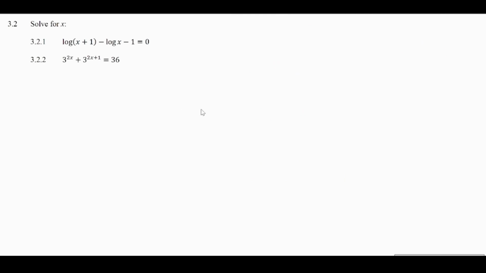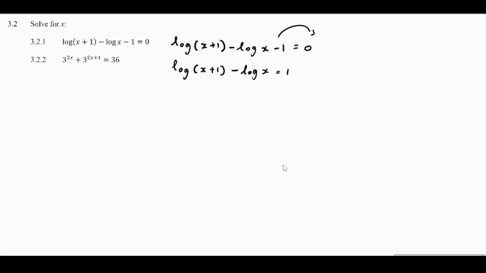3.2, solve for x. We have to solve for x. Okay, so let's see, what do we have here? So we are given the log of x plus 1 minus the log of x minus 1. All of this is equal to 0. First and foremost, this one doesn't belong here, so I'm going to transpose it to the other side of the equation. So this side, I'm going to be left with the log of x plus 1 minus the log of x minus 1. This is equal to 1. It's going to change the sign from negative and then becomes positive.